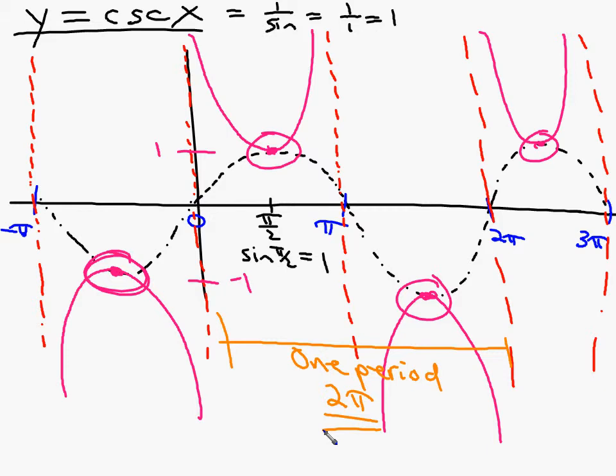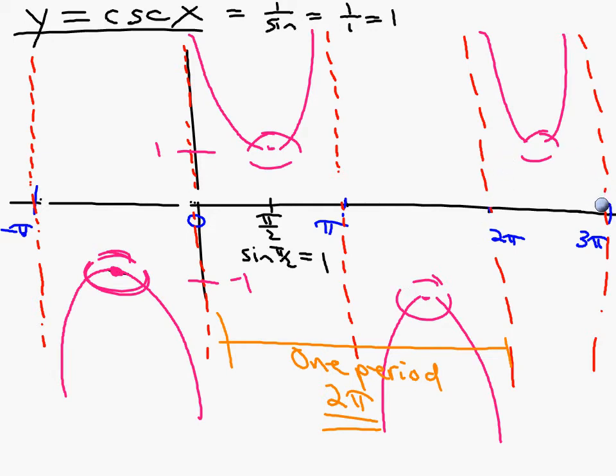All right? Now, let me ask you one more question. Is that dotted black graph really there? No. It's really not there, but it's okay by me if you sketch it in. But in reality, if I were looking at the cosecant graph, this dotted line would not be there. Okay? So in reality, it's just the pink part.